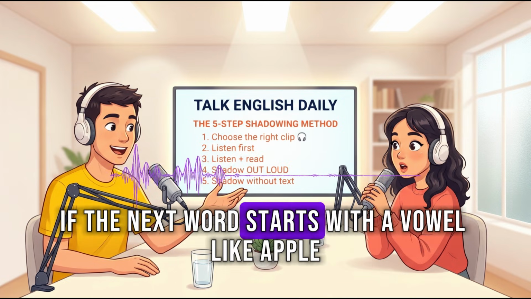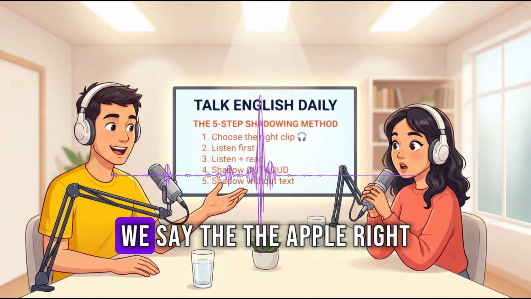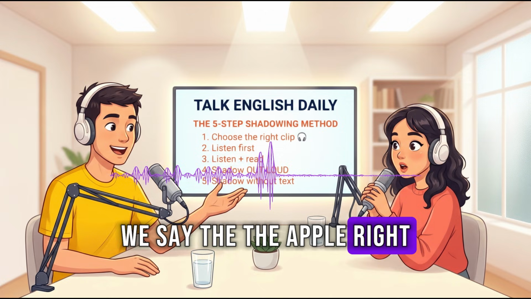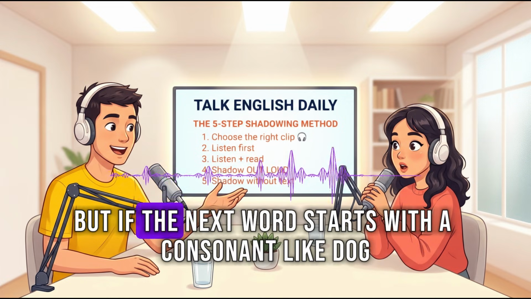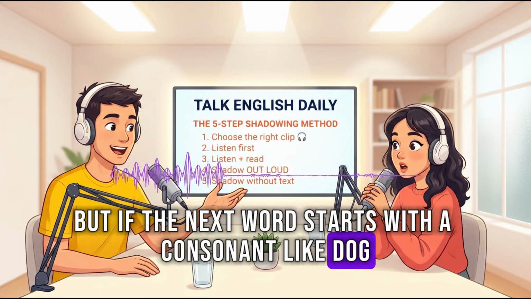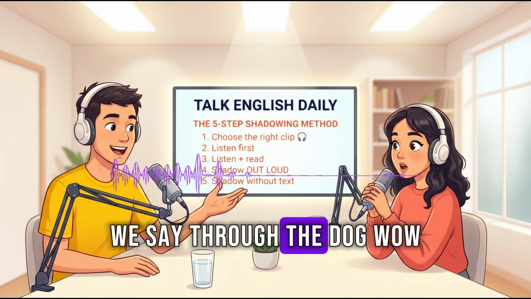If the next word starts with a vowel, like apple, we say the apple. Right, the apple. It glides smoothly. The apple. But if the next word starts with a consonant, like dog, we say thu. The dog.